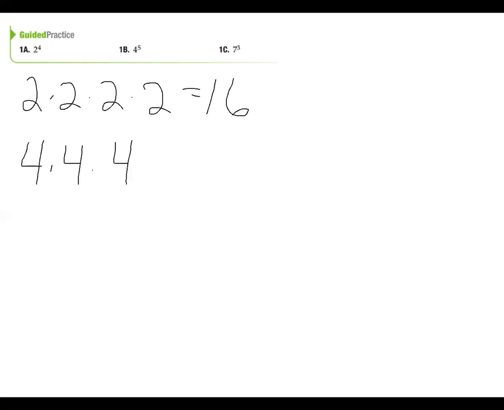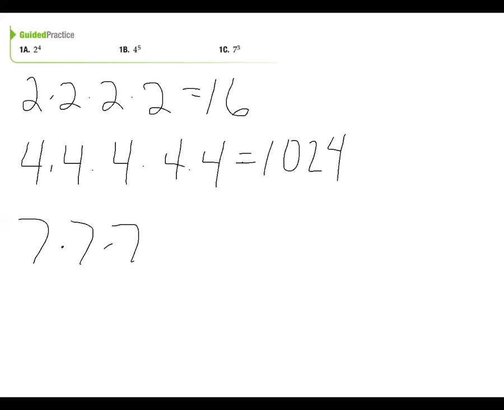All right, we're back. So 2 to the 4th means 2 times 2 times 2 times 2. Which is 2 times 2 is 4, times 2 is 8, times 2 is 16. 4 to the 5th means 4 times 4 times 4 times 4 times 4. And 4 to the 5th power is 1,024. 7 to the 3rd means 7 times 7 times 7, which is 343. All right, hopefully you got those right.